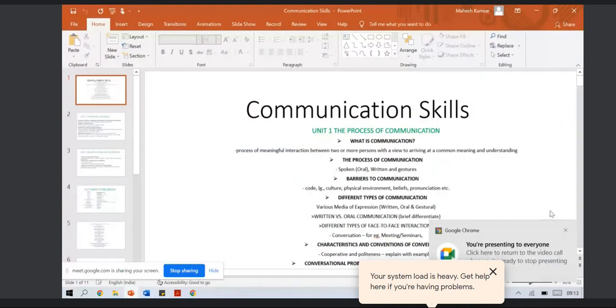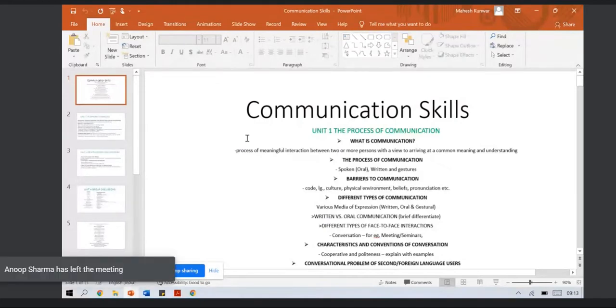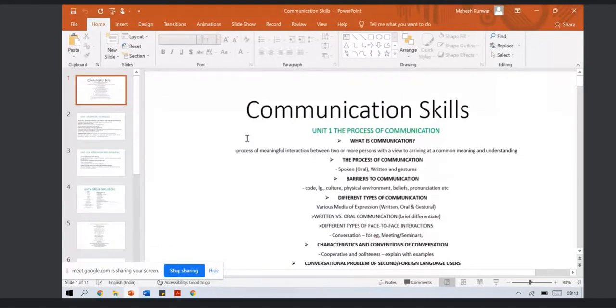I have made some screenshots to introduce and elaborate our course. Well, in unit one, we are starting with the process of communication. What is communication? Communication is exchanging or conveying your messages, ideas, information, opinions, logic, or any piece of news that you are sharing with other people.